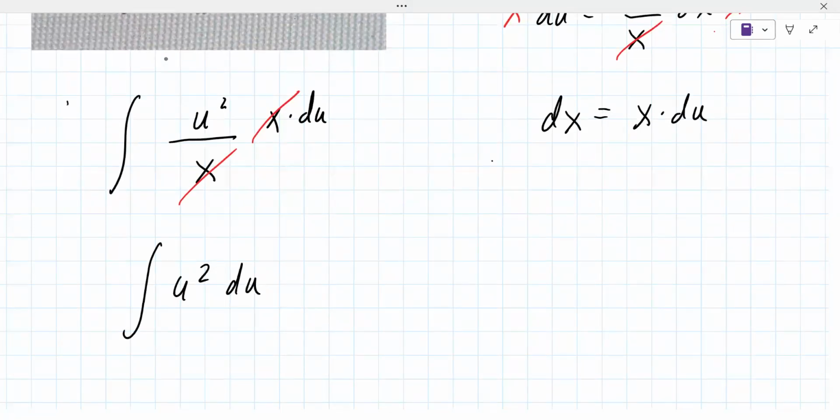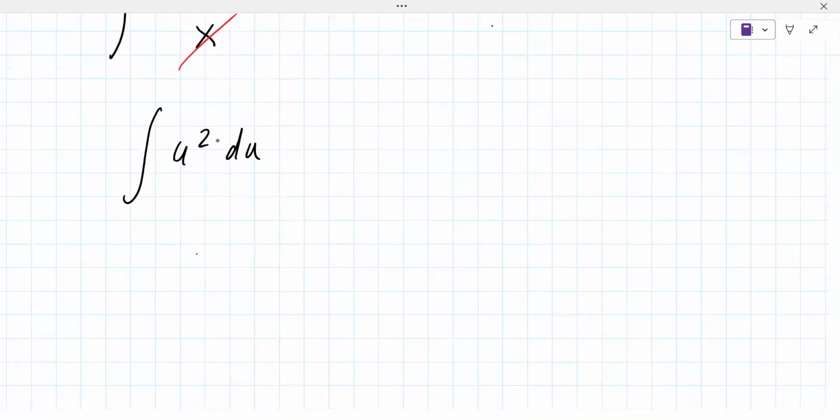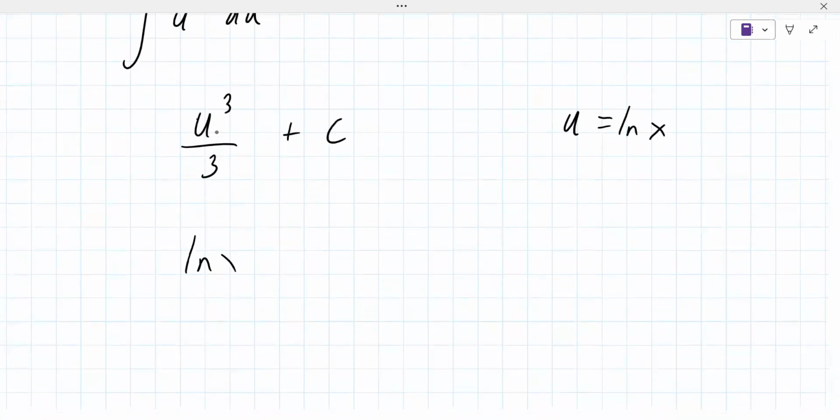So every integral we've done today is always going to be something better. So what is the antiderivative of this? U to the third power over 3. Yes, it should always be something better, simpler. And then you say, okay, your u is really natural log of x. So it's natural log of x to the power of 3 over 3 plus c.